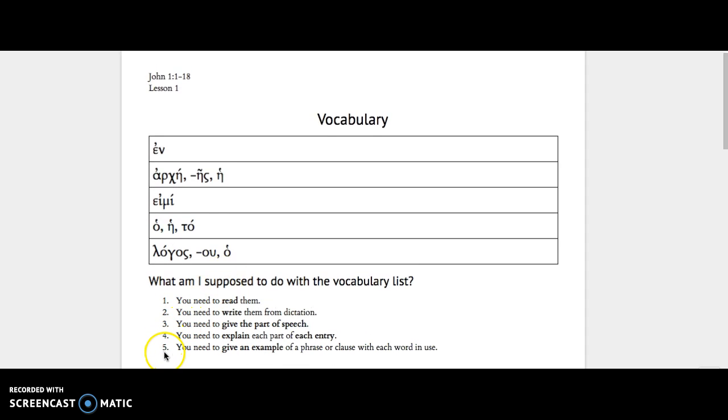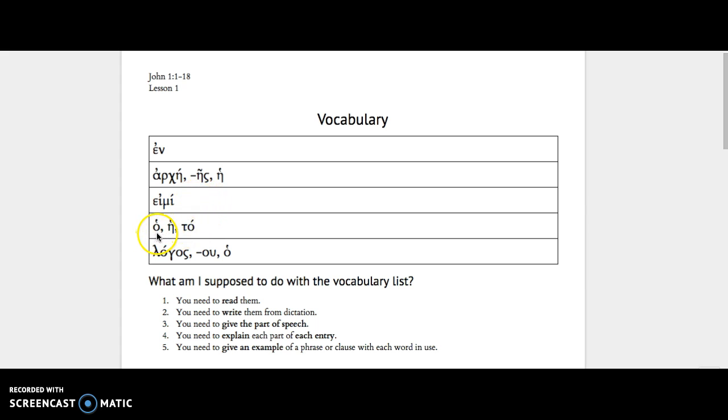Okay, the last thing that you need to be able to do with this vocabulary list is to give an example of a phrase or a clause using each of the words. So can you think of something from our passage that has ἐν in it? Ἐν ἀρχῇ, or ἐν αὐτῷ, or ἐν τῇ σκοτίᾳ. There's a couple choices. It happens three times already. All right, now what about ἀρχή? Ἐν ἀρχῇ, ἐν ὁ λόγος. Εἰμί. That's ἦν. So ἐν ἀρχῇ ἦν ὁ λόγος.